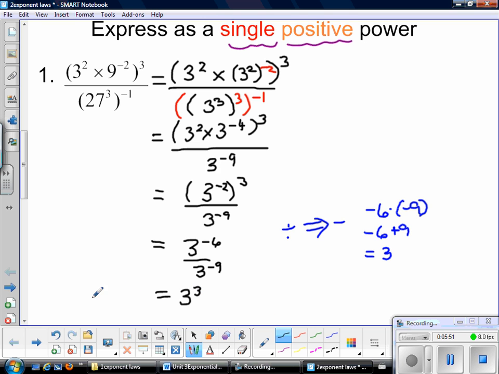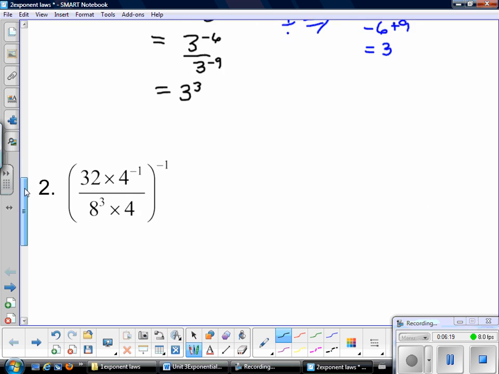Okay, now they don't ask me to evaluate. Evaluate would be taking my calculator and actually typing in 3 to the power of 3 equals, and it would tell me it's 27. So let's go back to see if we have accomplished what they asked us to do. Well, do we have a single power? Yes, I have one base and it's 3. Is the power positive? Yes, it's positive 3. All right, let's look at the next example.